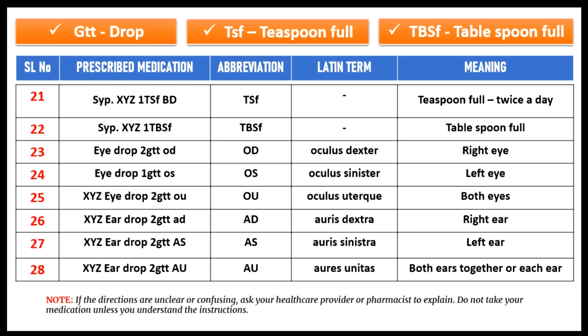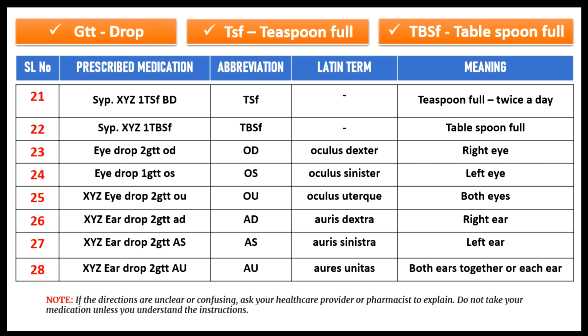Number 24. Eye drop 1 GTT OS. The Latin term of OS is oculus sinister. It means left eye. Number 25. XYZ eye drop 2 GTT OU. The Latin term of OU is oculus uterque and it means both eyes.